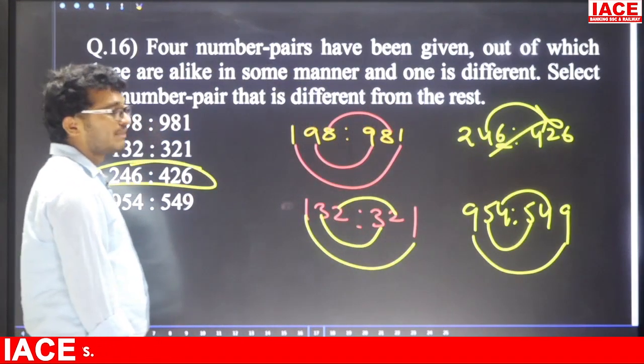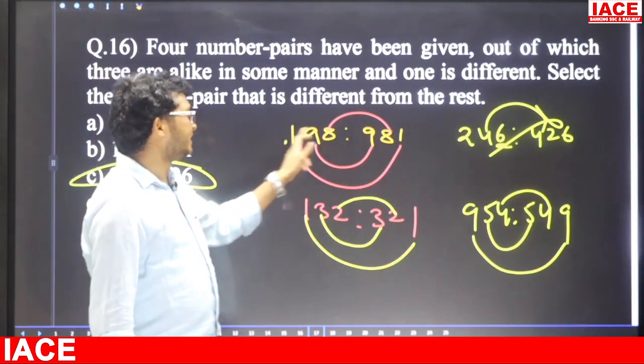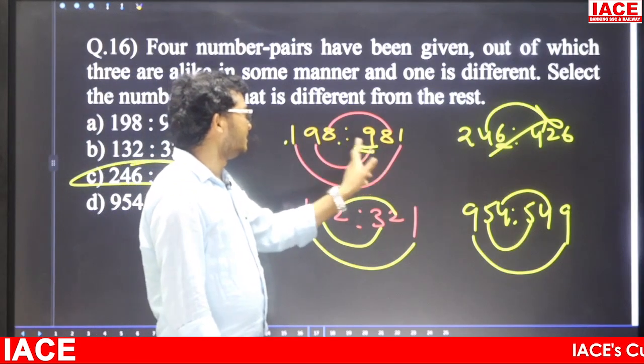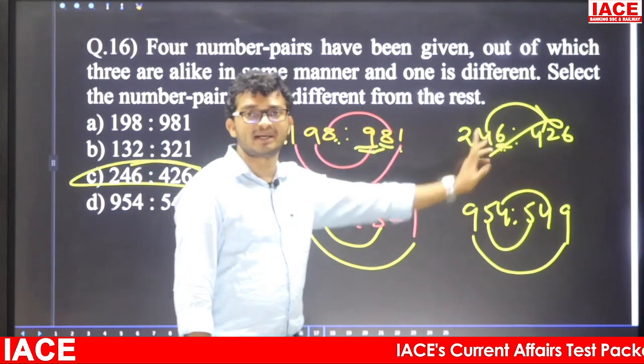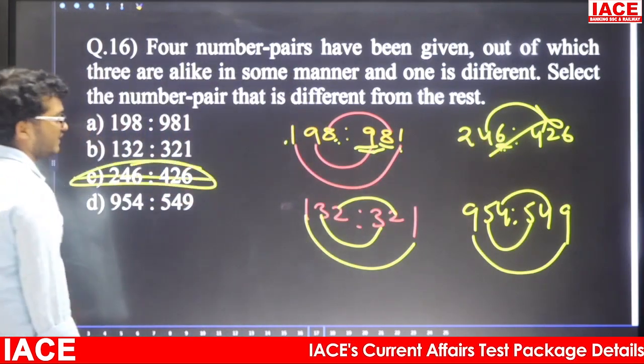Why? The remaining 3 are following the 198 pattern. First they are taking the second digit, next third digit, next first digit. But in this case, it is not following that pattern. So option C is the different one.